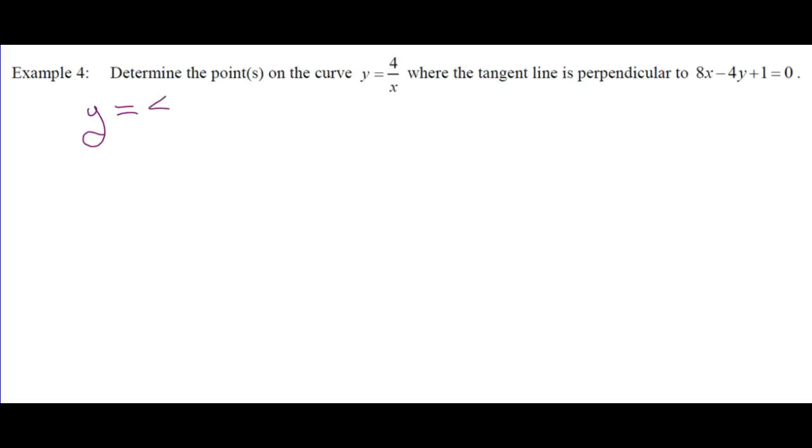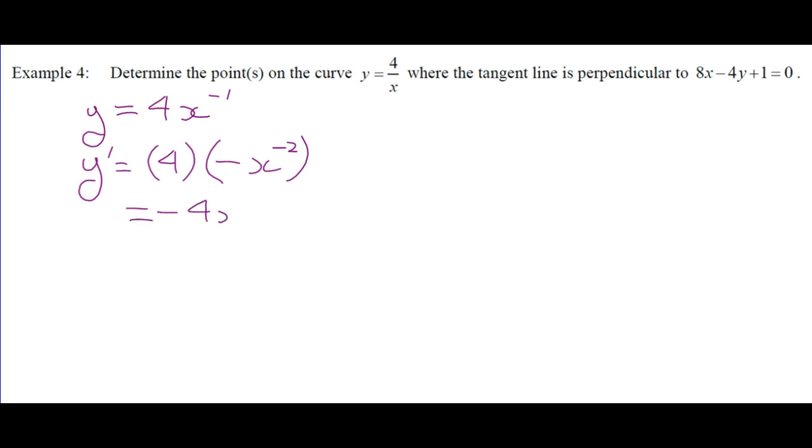Okay, so y is equal to 4x to the negative 1. So let's start there. So y prime is equal to, so we got the constant 4, and what's the derivative of x to the negative 1? So negative 1 times x to the power of negative 2, because negative 1 minus 1 is negative 2. So that's equal to negative 4x to the negative 2, which we're going to write as what?